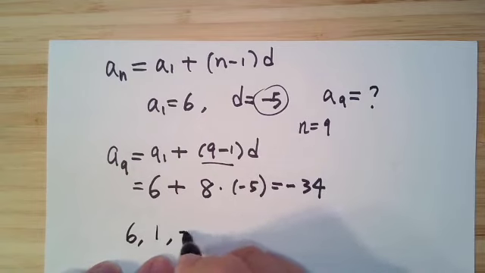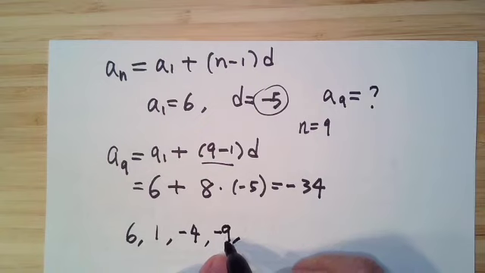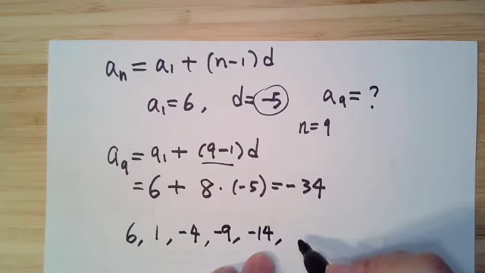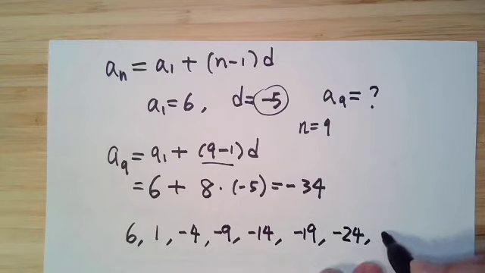And then minus 5, right? And then negative 4 minus 5, that will be negative 9. Negative 9 minus 5, negative 14. And then minus 5, negative 19. Minus 5, negative 24. Okay, minus 5 again, negative 29.